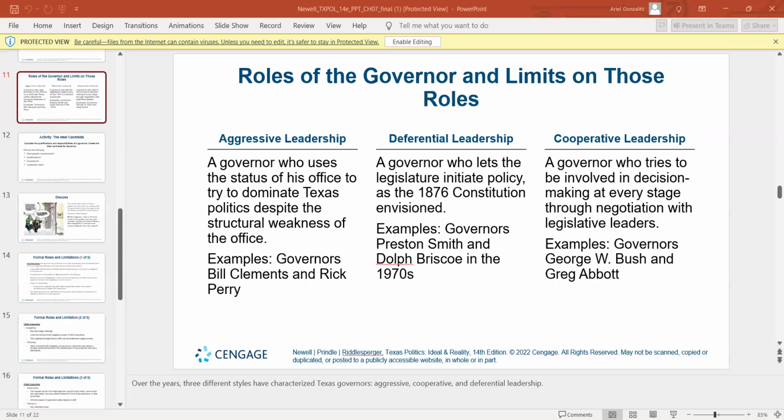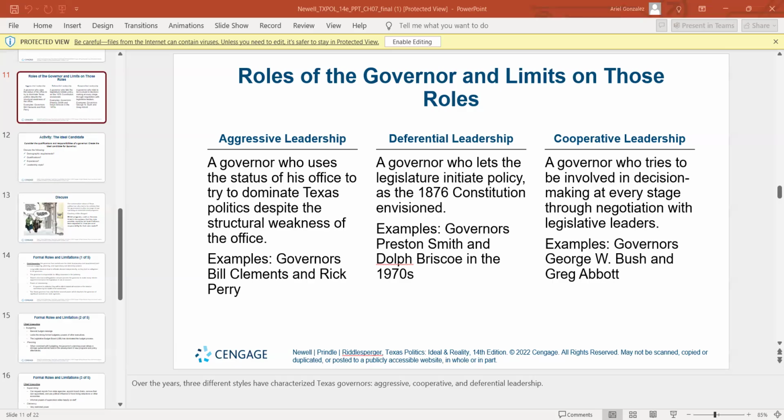We also saw this a couple of years ago with the COVID-19 pandemic when that started, with Governor Abbott basically being in charge of the state response and taking the lead, as opposed to county health or county commissioners and county judges. Instead it was the governor who was basically taking the lead on this. But again, those are just some examples.